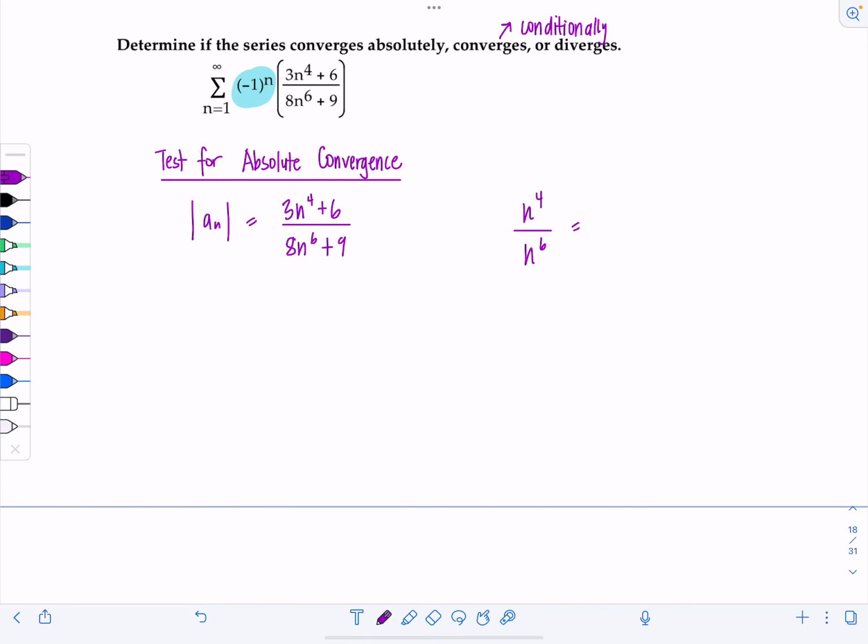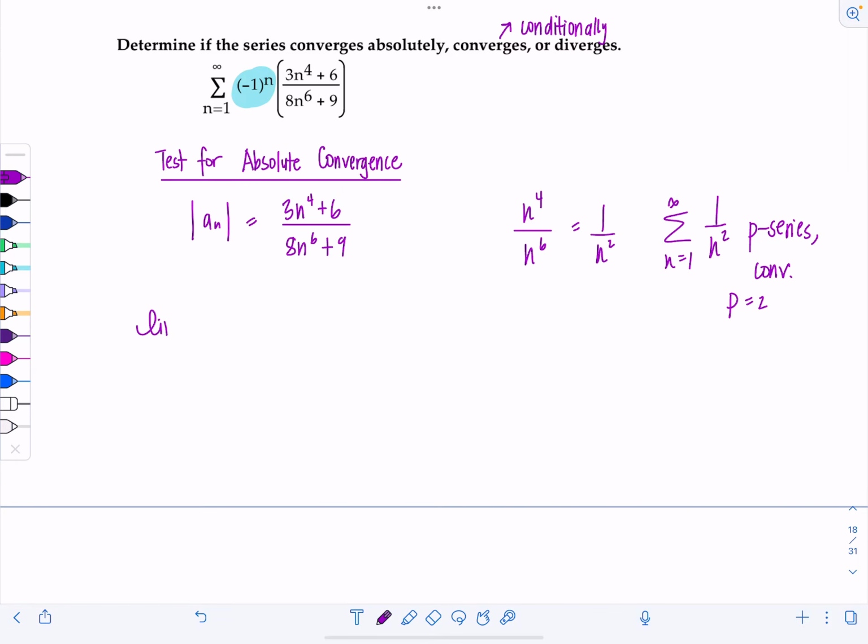n^4 over n^6 reduces to 1 over n squared. And we know the sum, n equals 1 to infinity, of 1 over n squared, that's a p-series, and that converges because p equals 2. So I have a feeling my series should converge also. How can I show it? Perfect test to use is the limit comparison test.